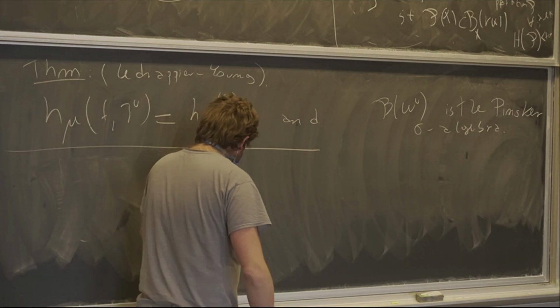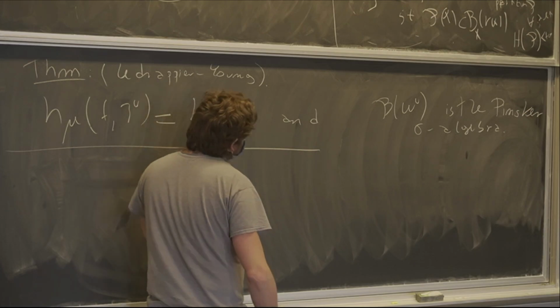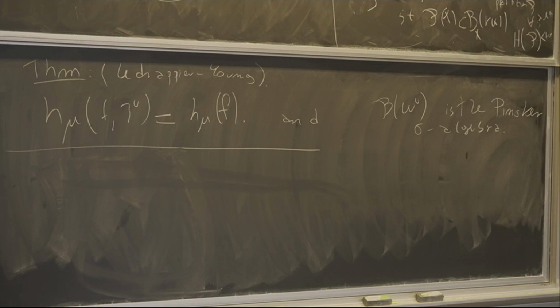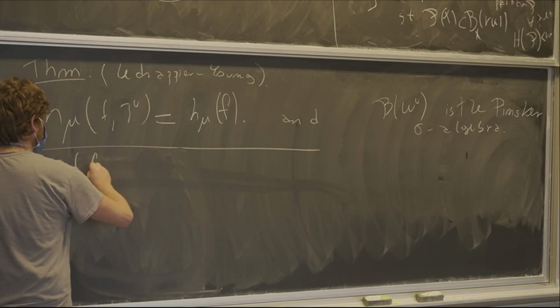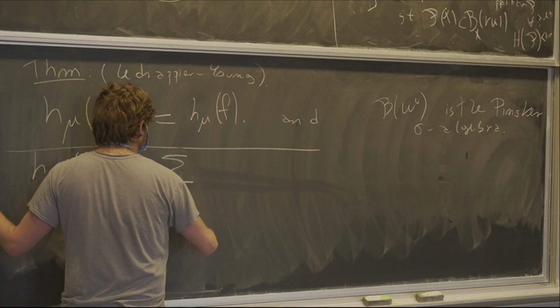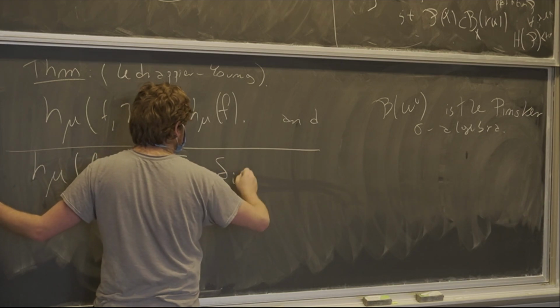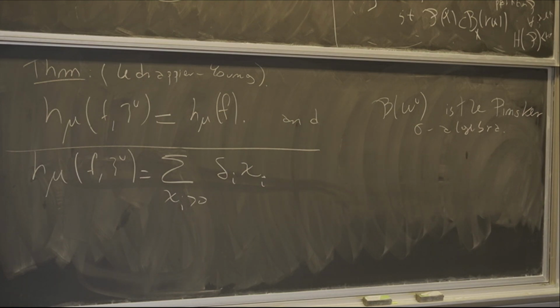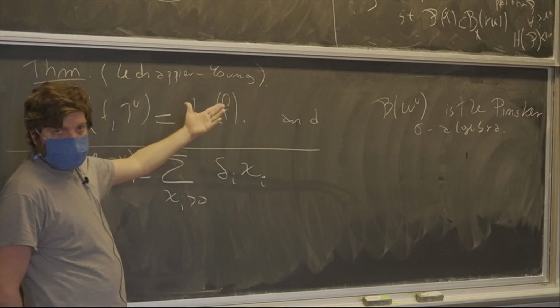So let me tell you what else Ledrappier-Young is telling us, because they have paper 1, paper 2, and in paper 2 they give the formula. This is the sum of delta i chi i. Okay, and hence, since this is the unstable partition, the same is true for F.